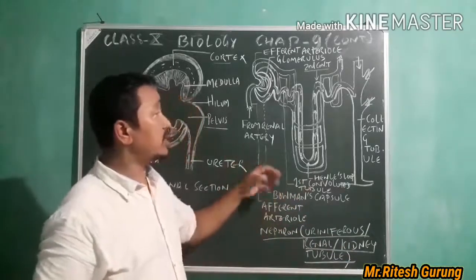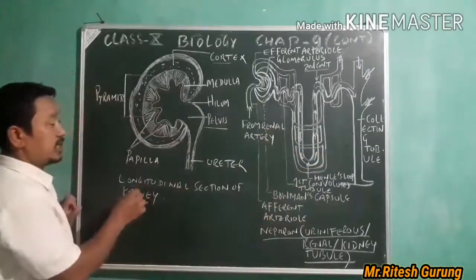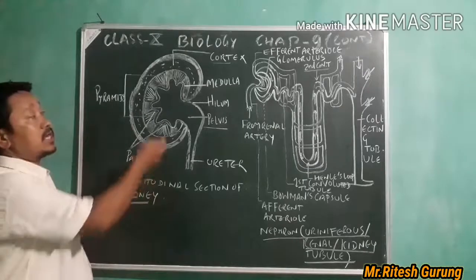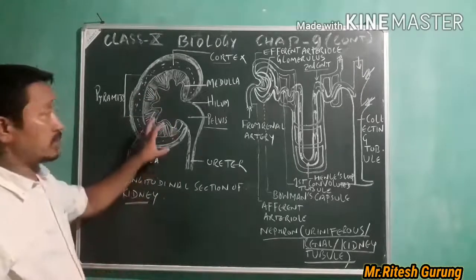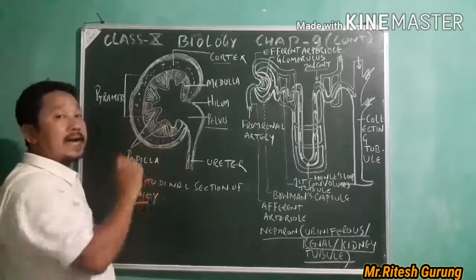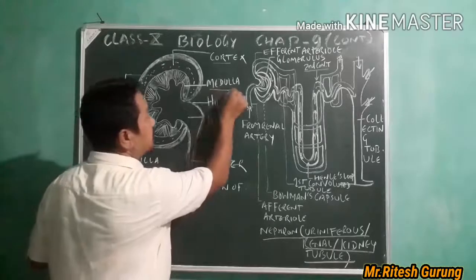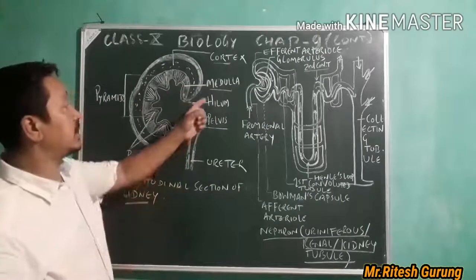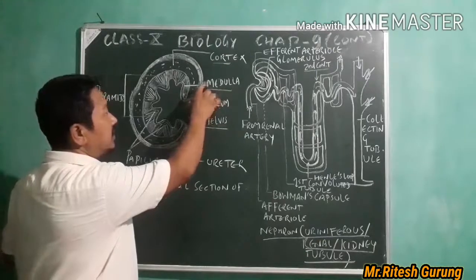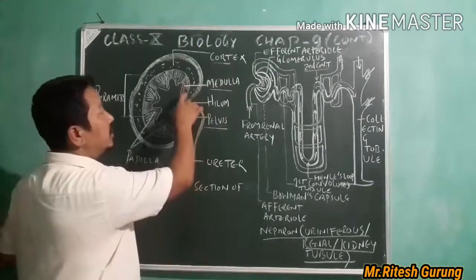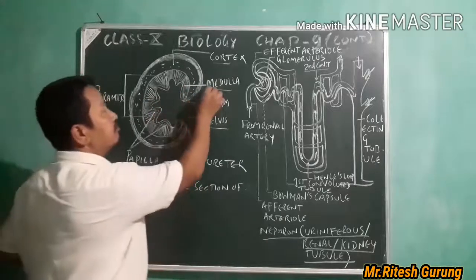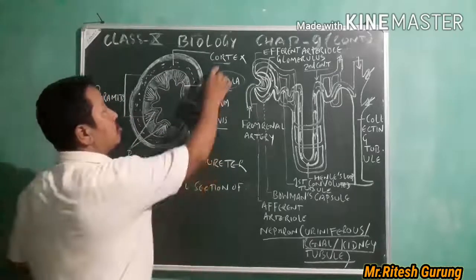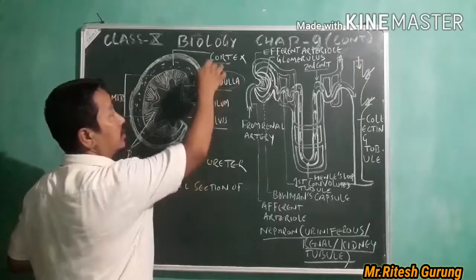Before we talk about it, we first discuss this longitudinal section of the kidney, that means the internal structure of the kidney. Internally, the kidney has two main regions: medulla and cortex. The medulla is in the interior region of the kidney, whereas the outer region is the cortex.